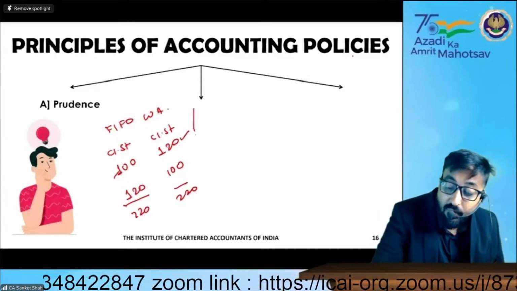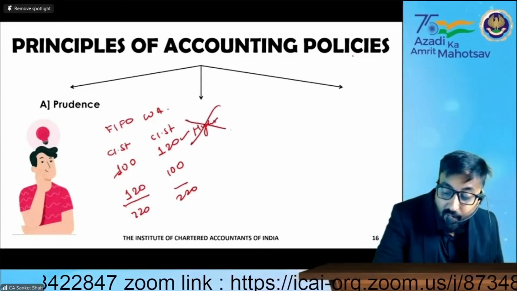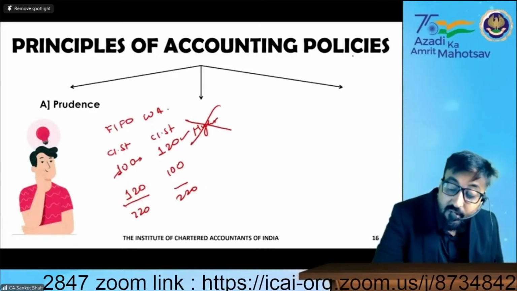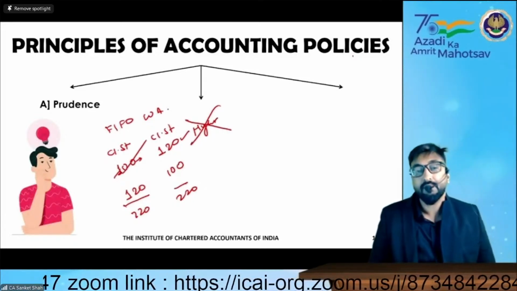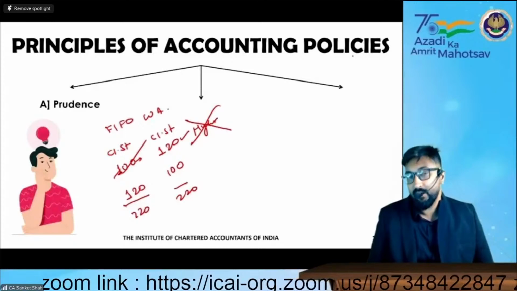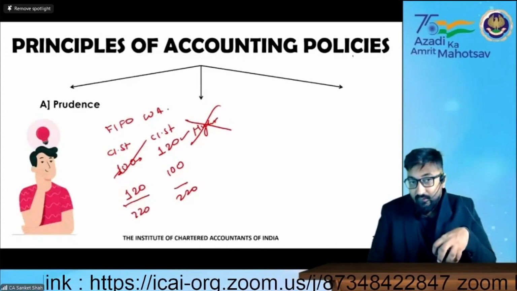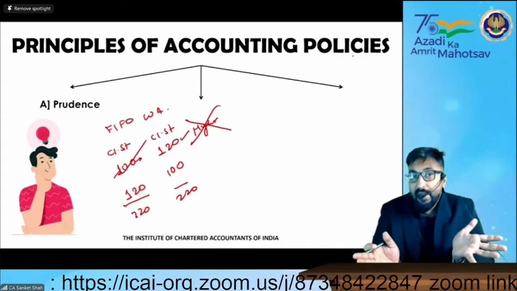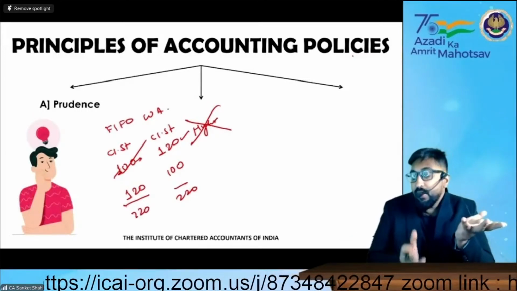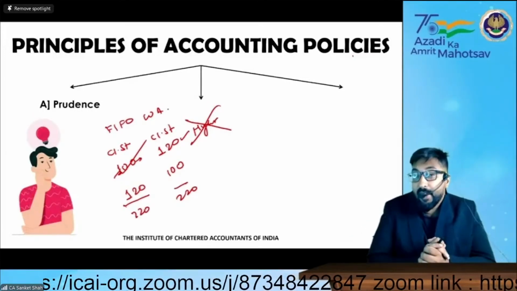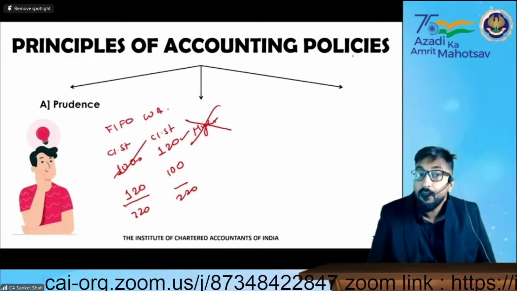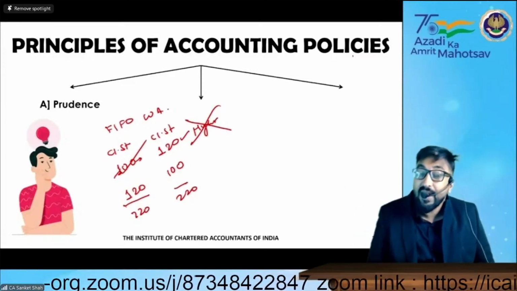120 closing stock means higher profit, not allowed. 100 closing stock means lower profit today. Select the FIFO method. Today it will give you closing stock at a lower amount, because there are different opinions. Now whether I should go with FIFO or weighted average, there is a confusion. Sir, which policy should I select?